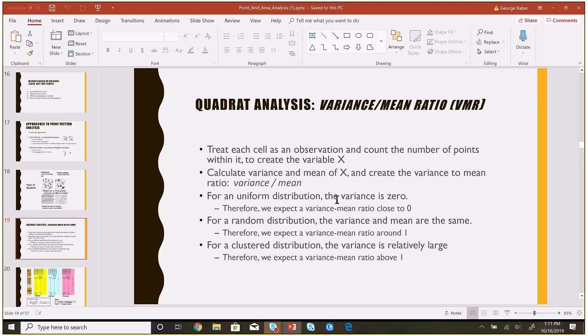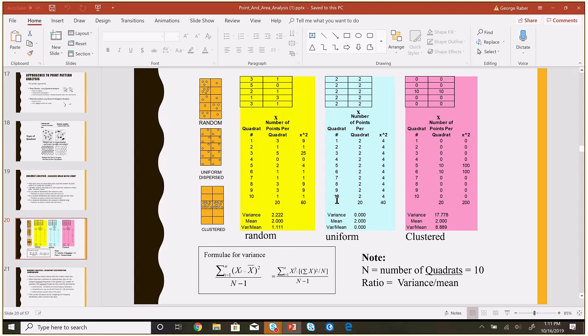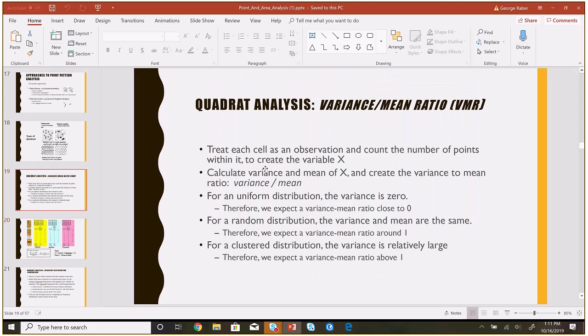All right. In fact, we even did this one last week, where we talked about the number of points per quadrant. Oh, this is a little bit different than exactly what we did last week. So the average nearest neighbor point analysis is different than this, which is called quadrant analysis, and this looks at the variance mean ratio. It's a little bit more robust than just the average nearest neighbor.